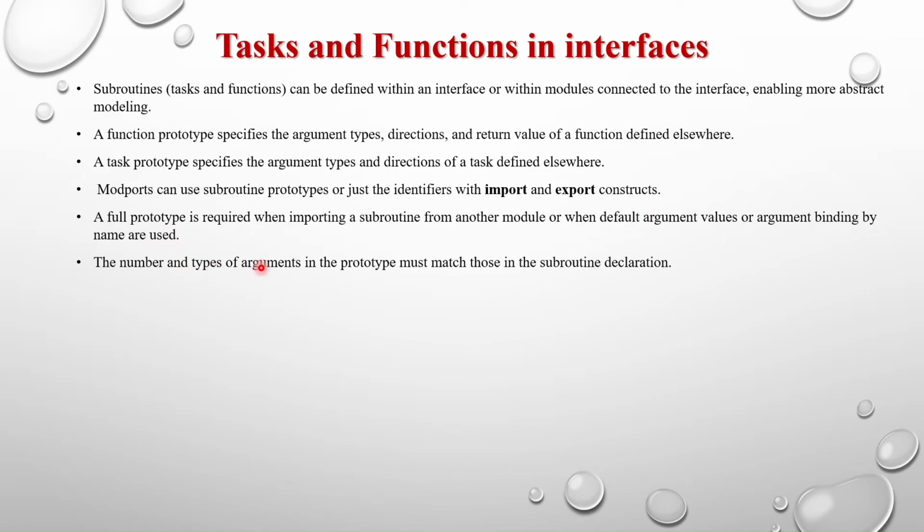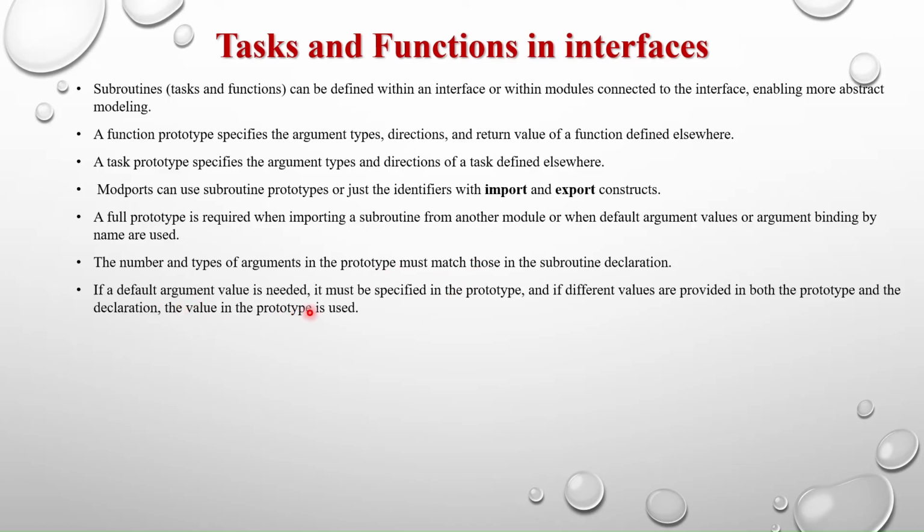The number and types of arguments in the prototype must match those in the subroutine declaration. That means in the prototype, if you have declared 2 arguments, then while defining the task inside the module, there also you have to declare only 2 arguments. The number and types of arguments should be same. Okay, that should match.